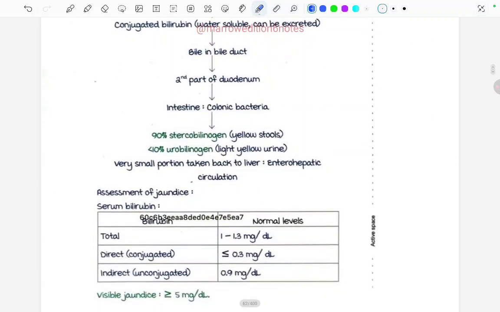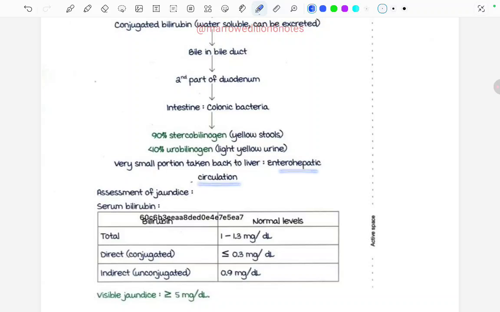Now the bile is excreted in the ducts, from there into the second part of the duodenum and the intestines, where by the colonic bacteria it is converted: 90% into stercobilinogen and less than 10% into urobilinogen. This urobilinogen is responsible for the light yellow urine and yellow stools. A very small portion is taken back to the liver for enterohepatic circulation.